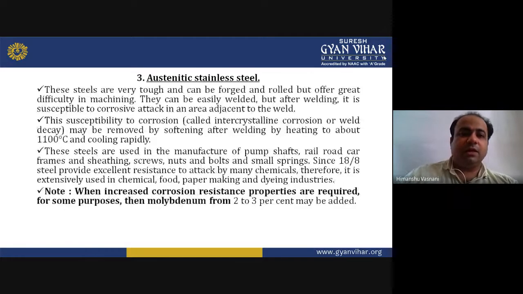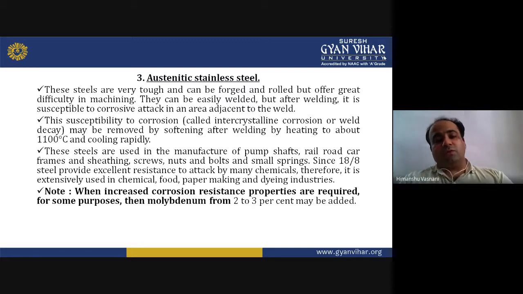Now these steels are very tough and can be forged and rolled, but offer great difficulty in machining. They can be easily welded, but after welding, they are susceptible to corrosion attack in an area adjacent to the weld. So there are some good things and also some bad things. They are tough, you can forge them, you can roll them, but machining is difficult. You can easily weld them, but after welding they are prone to corrosive attacks in the area adjacent to the welds. This susceptibility to corrosion may be removed by softening after welding, by heating the steel to about 1100 degrees centigrade and then cooling it rapidly.